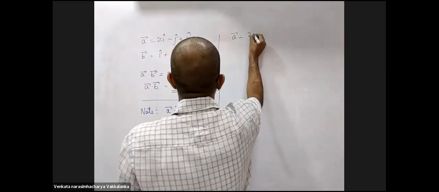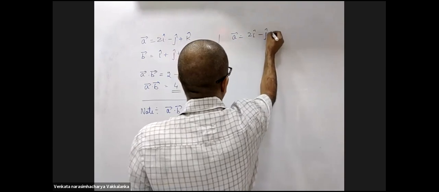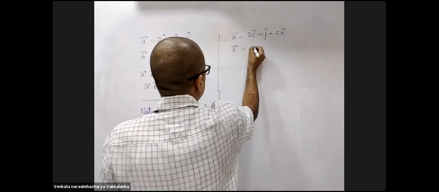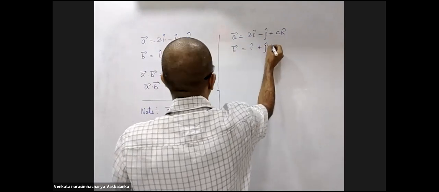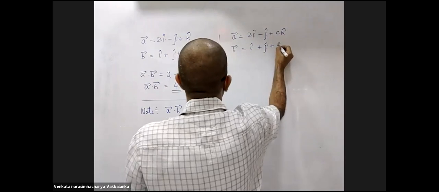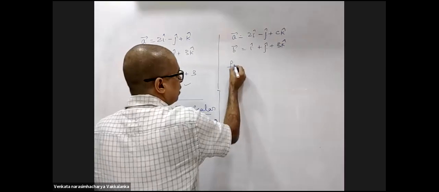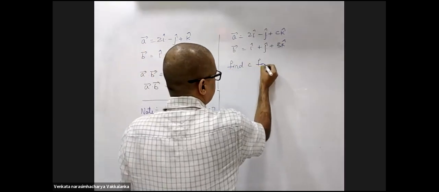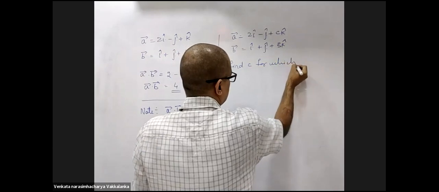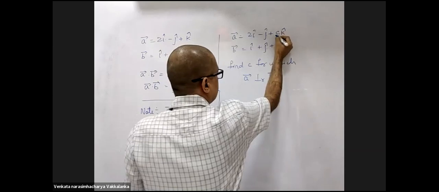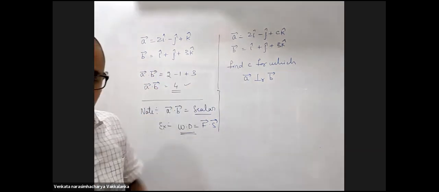A is 2I cap minus J cap plus 3K cap. B is I cap plus J cap plus 3K cap. Find the value of C for which A is perpendicular to B. Find the value of this constant so that A is perpendicular to B. Take it down till here and solve. Do not shout your answers.